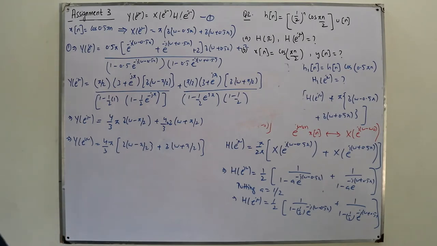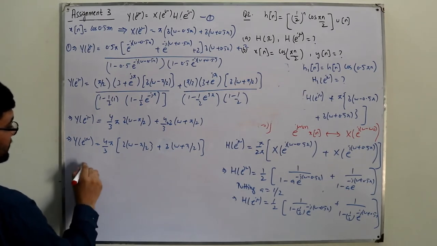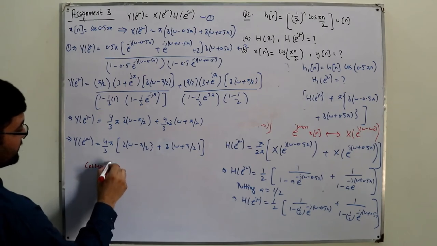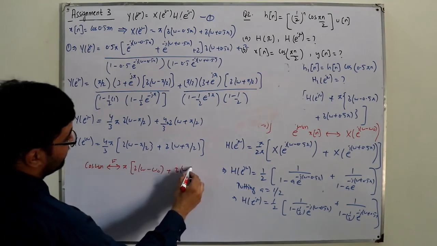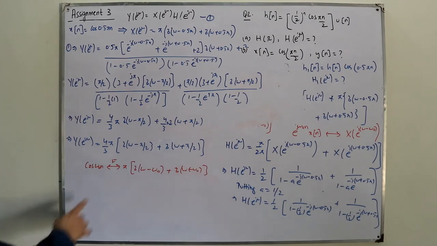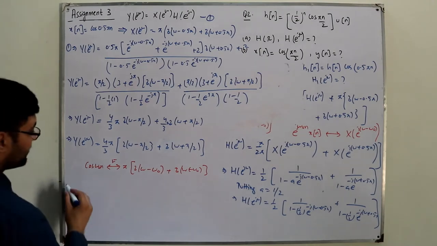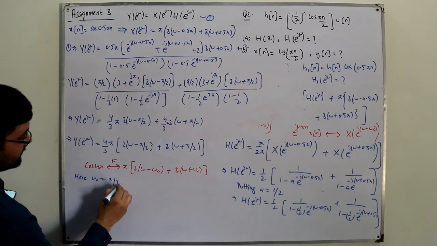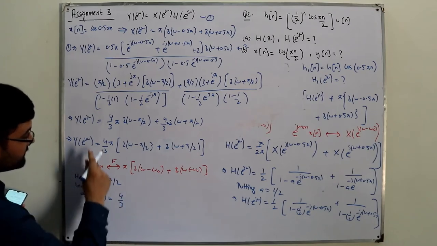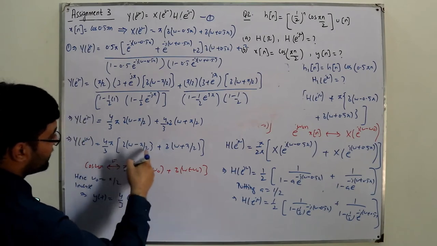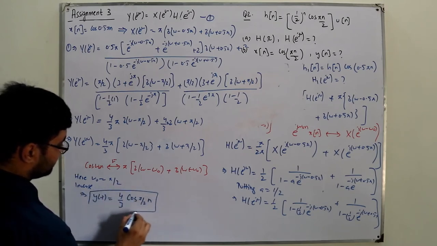It is. And I've already written it over here, but let me write it once again: cos of omega naught n has the corresponding Fourier transform as pi times delta of omega minus omega naught plus delta of omega plus omega naught. Have a look. Pi we have, 4 by 3 is a constant, omega naught is pi by 2. So you can take the inverse. And the inverse implies what? y of n is 4 by 3 is a constant, and this goes to cos of pi by 2 n. And this is your answer.